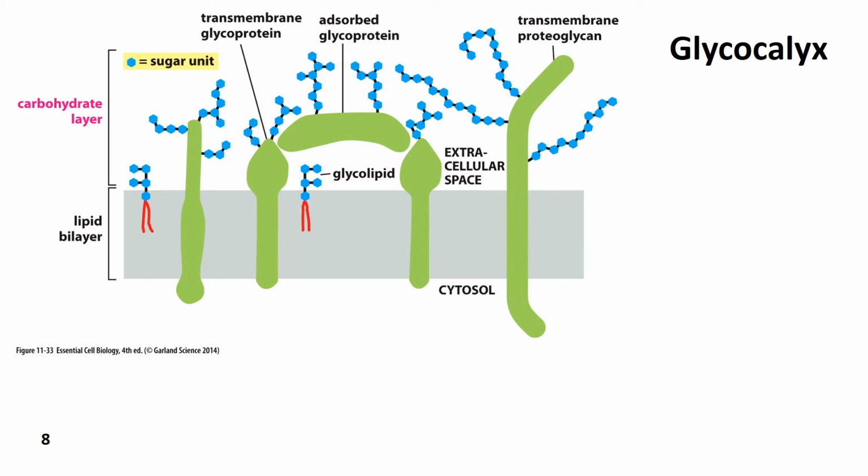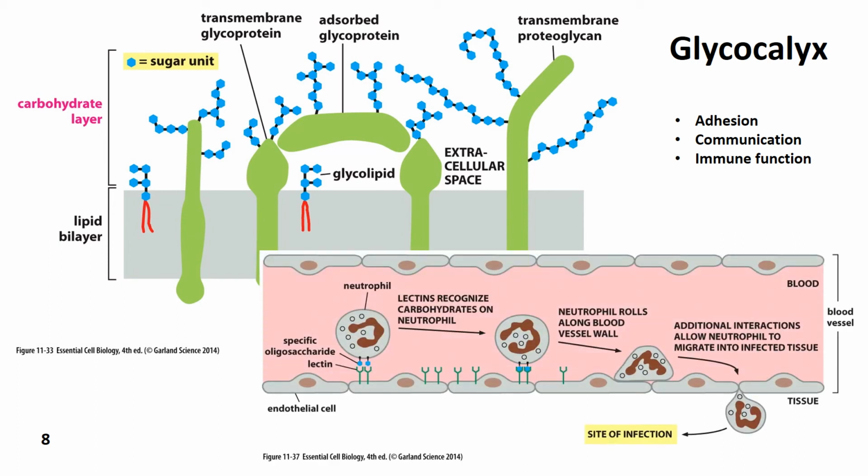This glycocalyx performs a number of very important functions, as the previous video described. These include adhesion, or sticking to other cells, and communication, both of which play a role in immune system function. I want to provide a bit more detail about how the glycocalyx works to support immune system function. It's important in allowing white blood cells to both slow down within the bloodstream and to leave the bloodstream at a site of injury or infection.